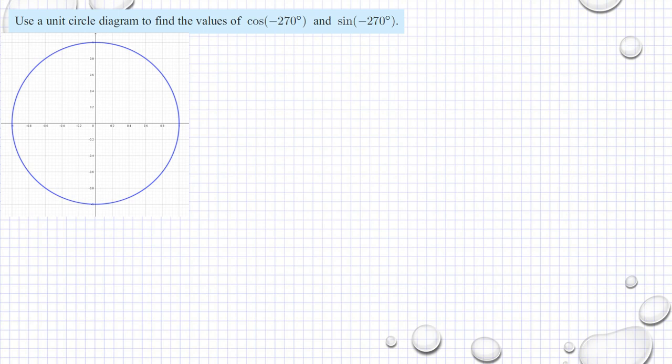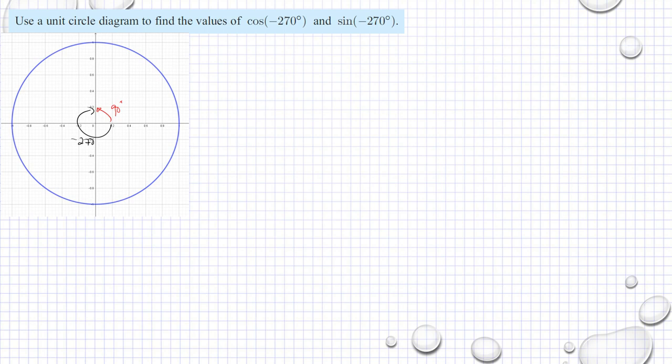I will give some examples of the unit circle and the 6 trigonometric functions. For example, use a unit circle diagram to find the values of cosine negative 270 and sine negative 270. And we know that negative 270 is there, and that is similar to 90 degrees, coterminal of 90 degrees.